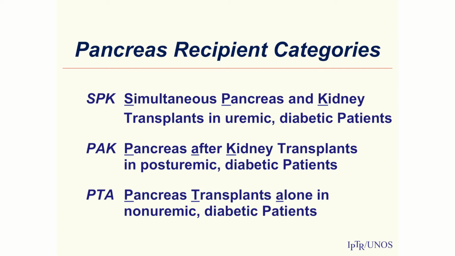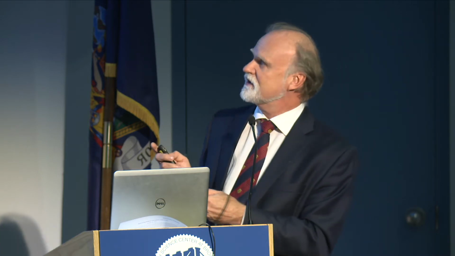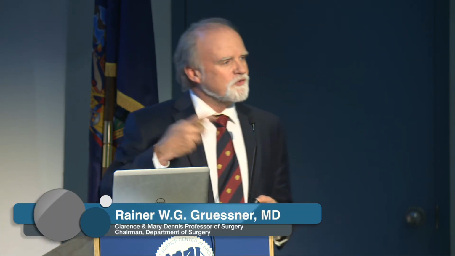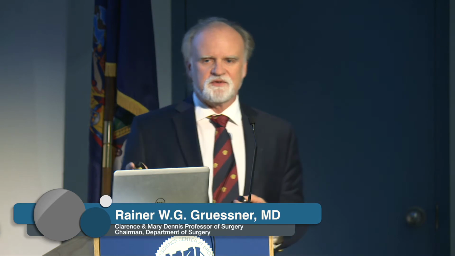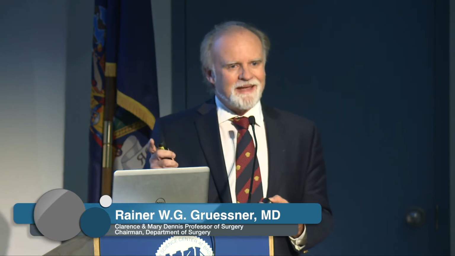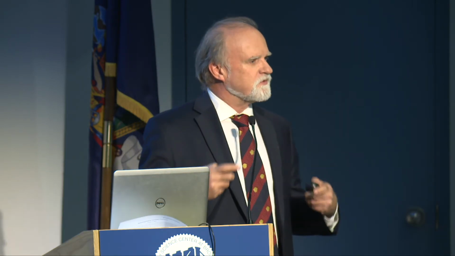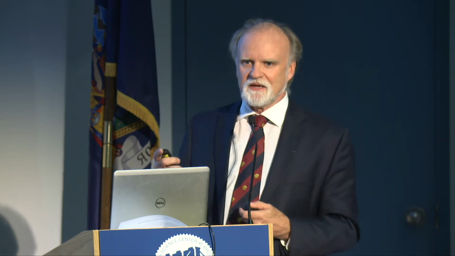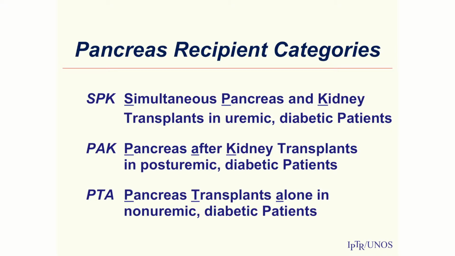Now, we do pancreas transplants in 3 categories. The first one, and most common, as I mentioned already, is based on patients that have developed end-stage renal disease and that need combined, simultaneous pancreas and kidney transplants. Then there are the post-uremic patients that had undergone a successful kidney transplant, remain diabetic, and their diabetes gets worse because of the immunosuppression, primarily the side effects of calcineurin inhibitors. And then the smallest group are the pancreas transplant alone patients that are non-uremic and diabetic, the truly brittle diabetic patients.